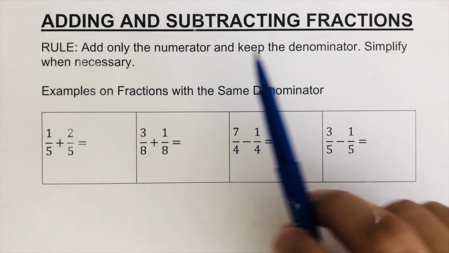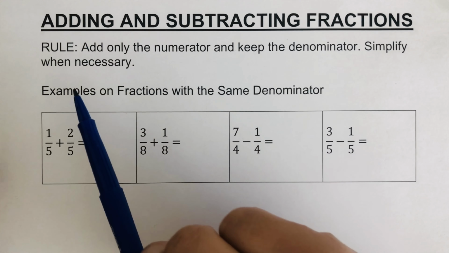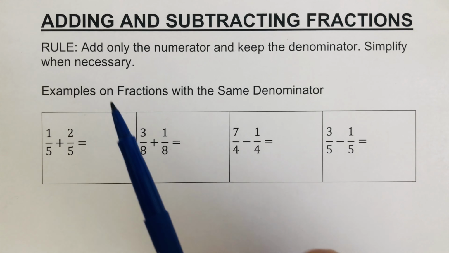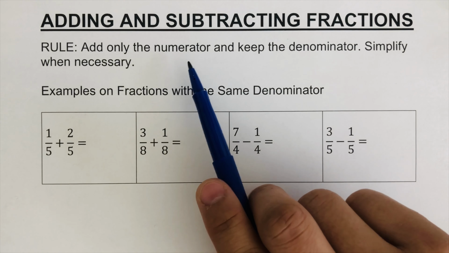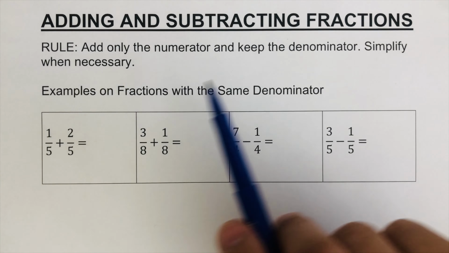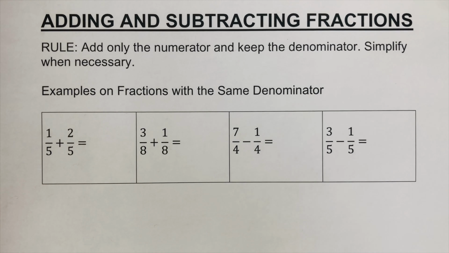Today we will be adding and subtracting fractions. So this is the rule for adding fractions. We only need to add the numerator. The numerator is the number on top, and we keep the denominator and we simplify when necessary. So let's take some examples here.